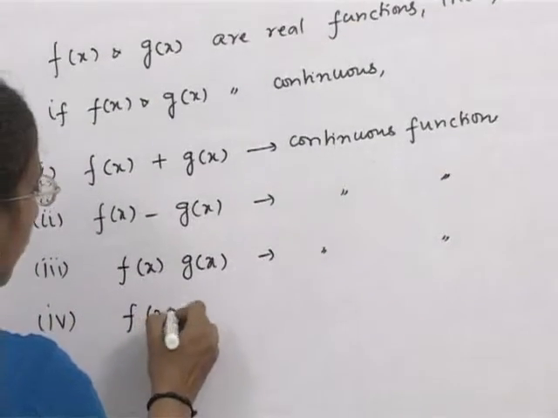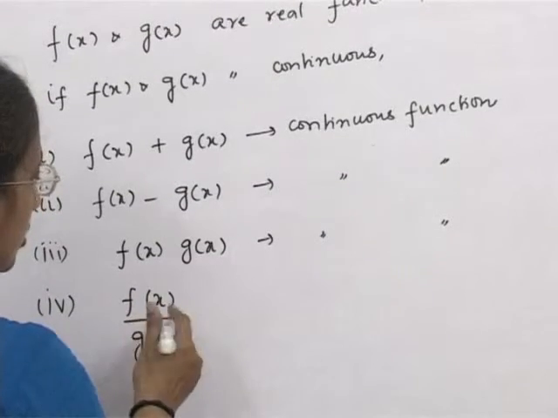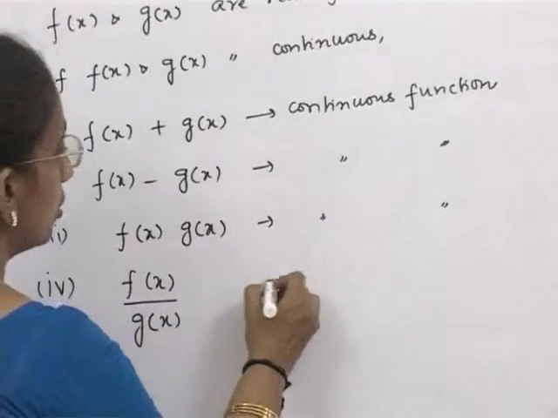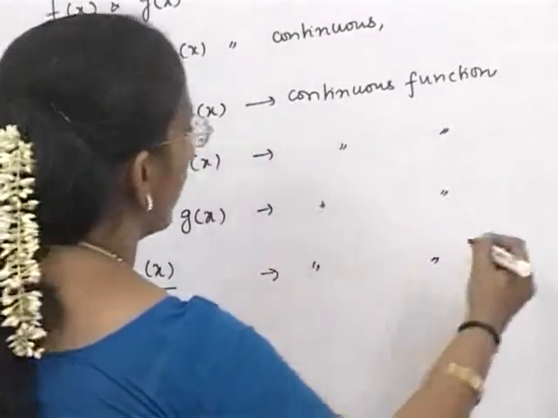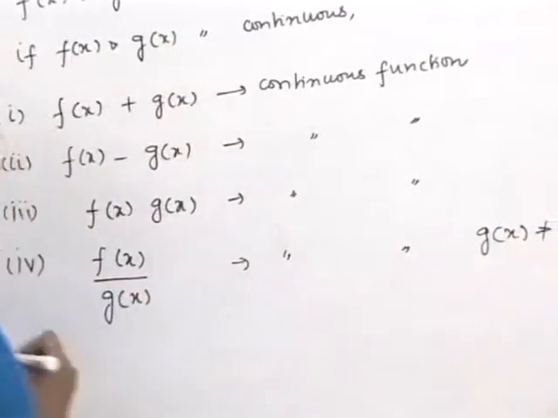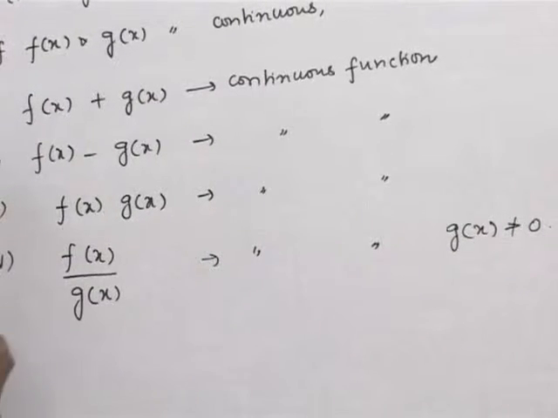Now if f of x and g of x are continuous, then f of x divided by g of x, that is the quotient f of x by g of x, is also continuous, but here we have a condition that g of x is not equal to 0. Now consider cases 3 and 4. Now this enables something like this.